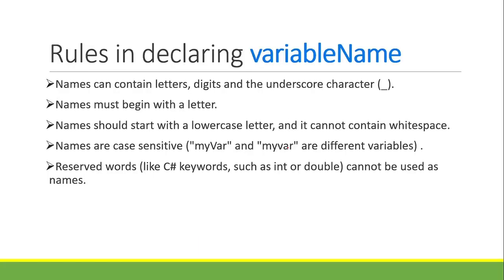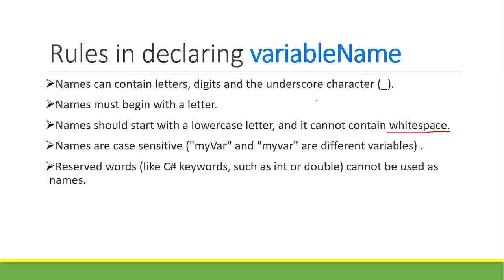So, rules in declaring variable name. So, ito yung mga rules na kailangan natin tandaan. Names can contain letters, digits, and underscore characters. So, it can contain. Ibig sabihin, pwedeng may letters, digits, and underscore character. Name must begin with letter. Tandaan, letter lagi tayo nag-uumpisa sa declaring ng variable natin. And name should start with a lowercase letter and it cannot contain white spaces. So, variable name, wala dapat tayong white spaces. So, ano yung white spaces?